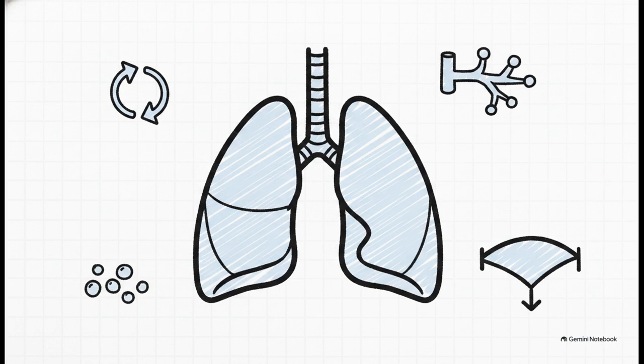The main muscle of inspiration? The diaphragm. Anatomy check: the right lung has 3 lobes and the left lung has 2. And the physics: when you inhale, volume goes up, pressure goes down, air goes in. When you exhale, volume goes down, pressure goes up, air gets pushed out.